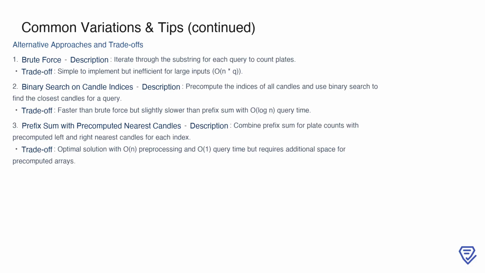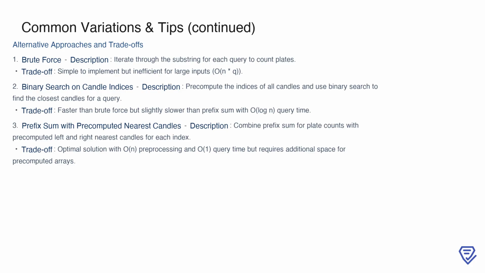There are also alternative approaches to solving this problem, each with its own trade-offs. A brute force approach involves iterating through the substring for each query to count the plates. While this method is simple to implement, it's highly inefficient for large inputs due to its O(n*q) time complexity. A more efficient option is to pre-compute the indices of all candles and use binary search to find the closest left and right candles for a query. This reduces query time to O(log n), making it faster than brute force, though not the most optimal.